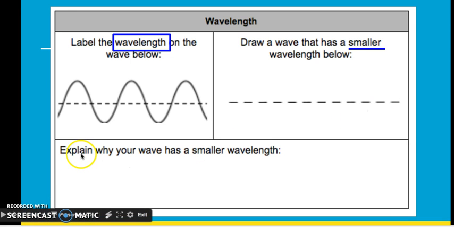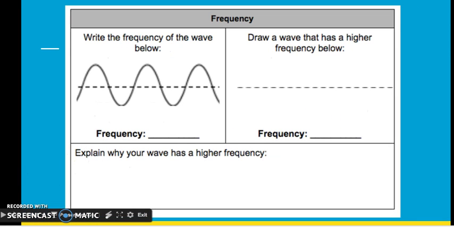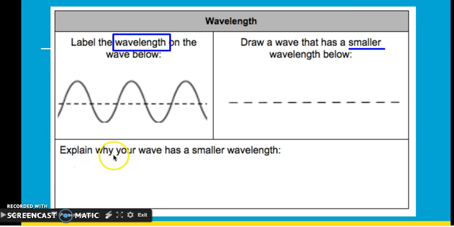All right, students, finally, you're going to explain why your wave has a smaller wavelength. Okay, so you're going to say my wave has a smaller wavelength because, and then why. Can't just say because it's smaller, because that doesn't explain how it's smaller. Okay, describe your wave. What is it like? Okay, press pause and press play when you're ready to go on.